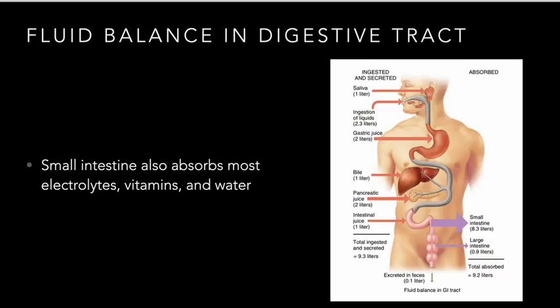The small intestine is also really important for fluid balance. It's going to absorb most of your electrolytes, vitamins, and water. So again, you can see most of what we ingest and secrete is also going to be what we absorb, and very little of that is going to be excreted. So overall, we shouldn't have too much net water loss just from the production of our body fluids as long as we are ingesting enough liquid.